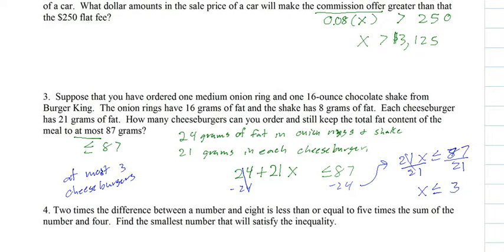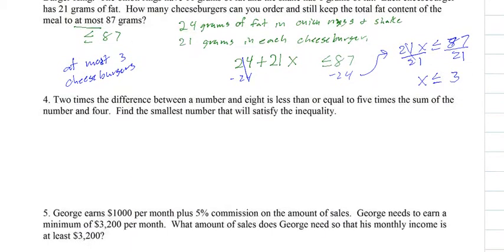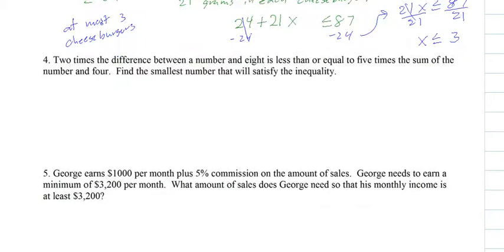Alright, next one. This is just to show you that there are straight translations as well. So 2 times the difference, there's a parenthesis now, between a number and 8 is less than. See the is, that's what changes this from less than to this type of less than. So it's not a subtraction because there's an is. If there was no is, then it would just be a subtraction.